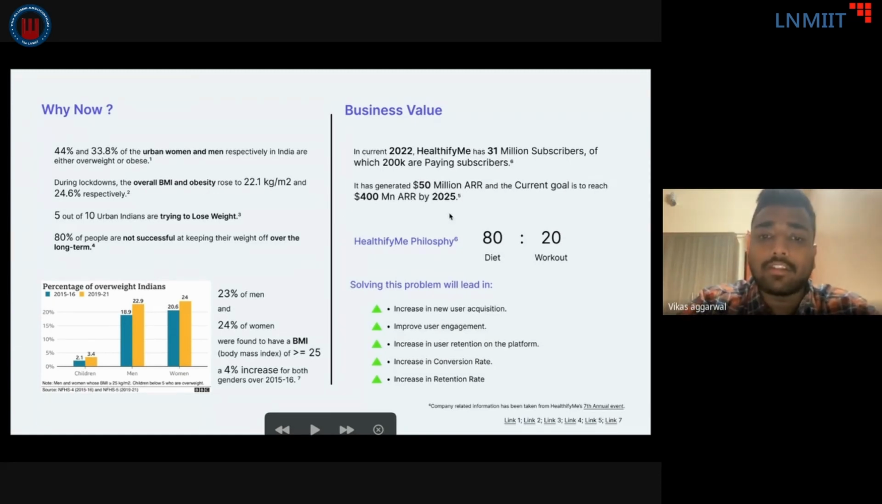And see, this is the business value of HealthifyMe. So HealthifyMe's philosophy is your health depends upon 80% of your diet and 20% of your workout. Okay. Now if we solve this problem, मतलब कि जो डाइट मेंटेन नहीं कर पा रहे हैं, तो उससे होगा क्या? हाउ द बिजनेस इज अफेक्टेड. नाउ द बिजनेस विल इंक्रीज इन द न्यू यूजर एक्विजिशन. देयर विल बी अ इंक्रीज इन द यूजर एक्विजिशन, improvement in the user engagement, increase in the conversion rate, increase in the retention rate, and increase in the user retention on the platform.